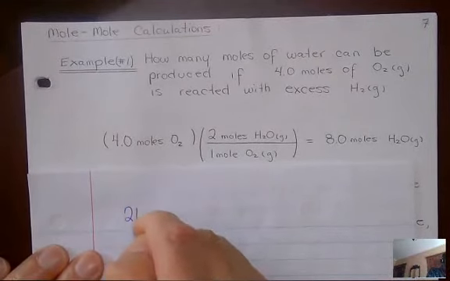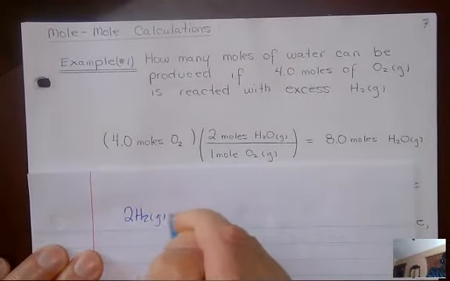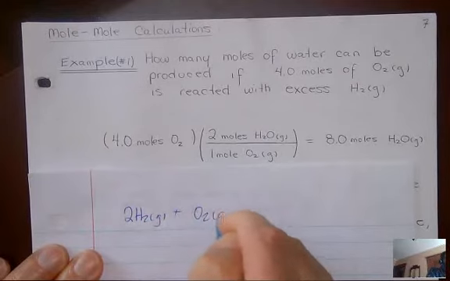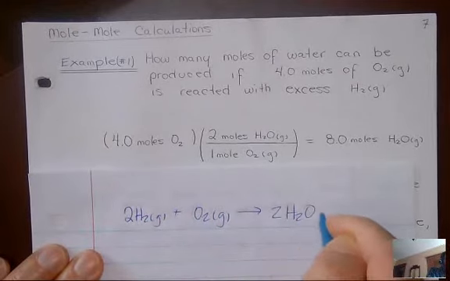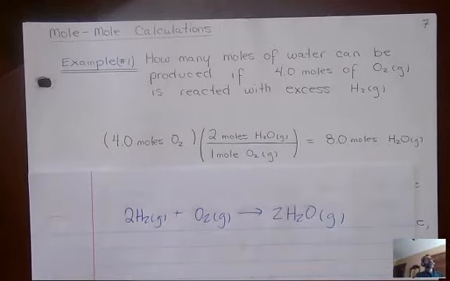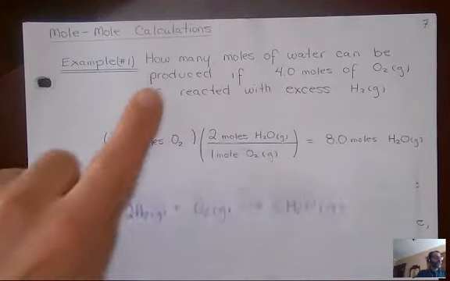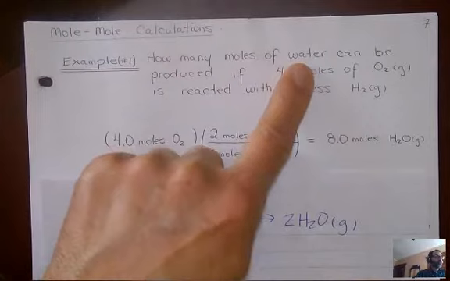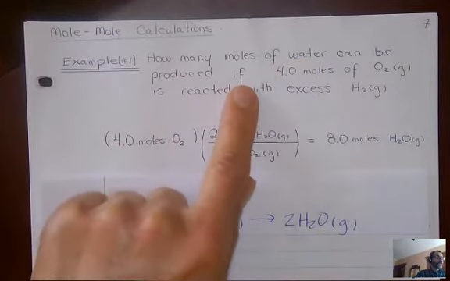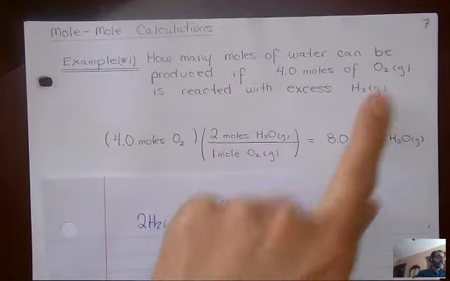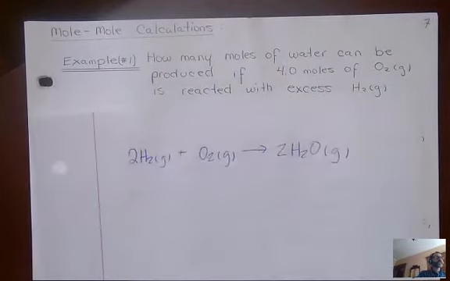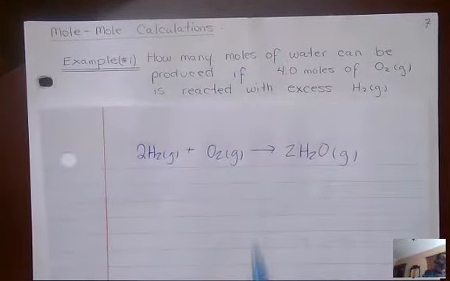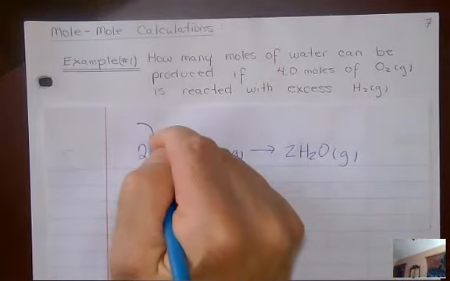So our balanced equation was 2 moles of hydrogen gas react with 1 mole of oxygen gas to produce 2 moles of water gas. Okay, so that's our balanced equation. So what's our question? How many moles of water can be produced if 4 moles of oxygen is reacted with excess hydrogen? So what I would do in this case is say, how much of this do I start with?